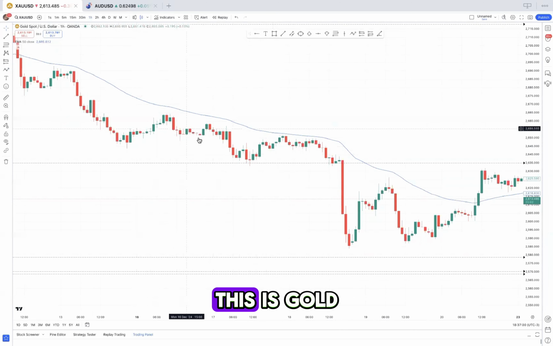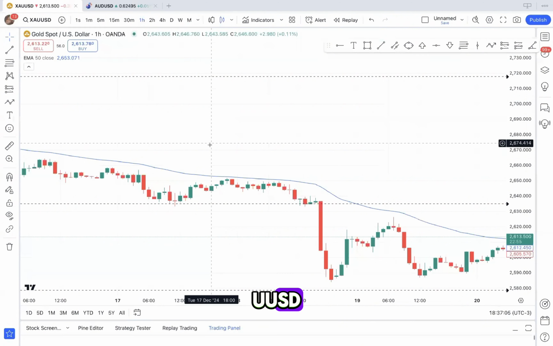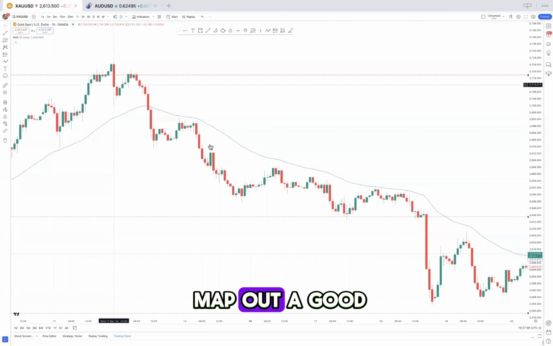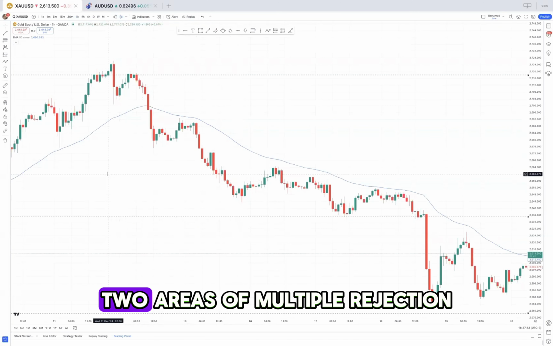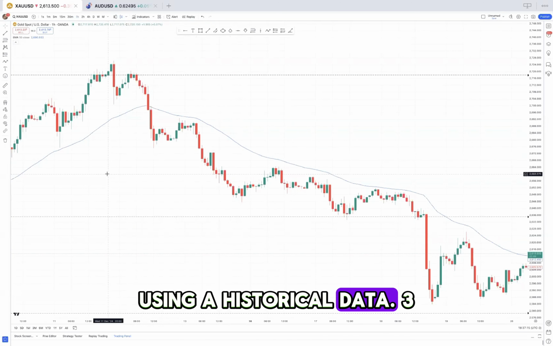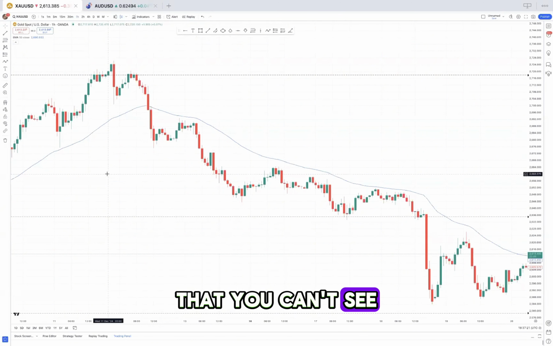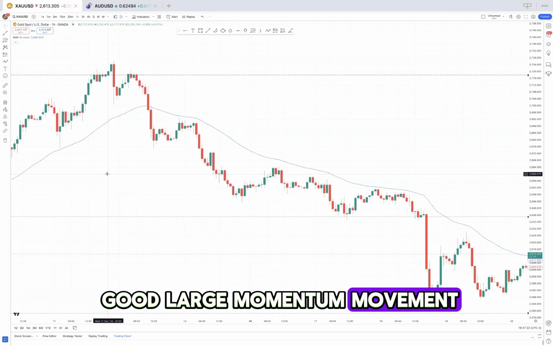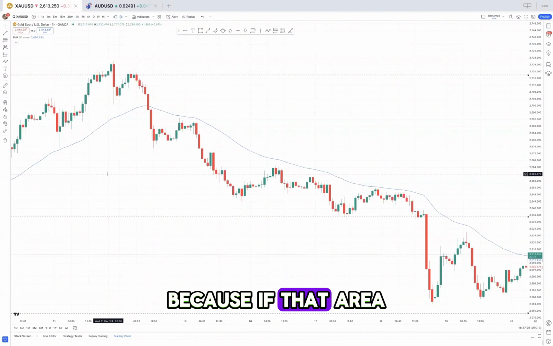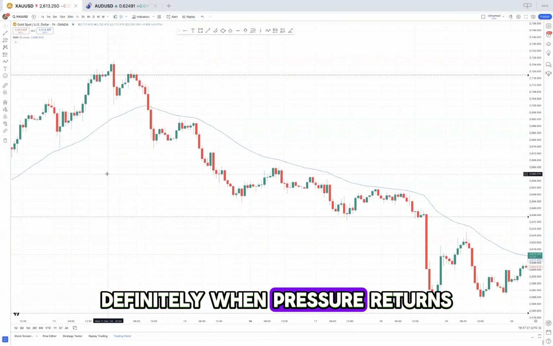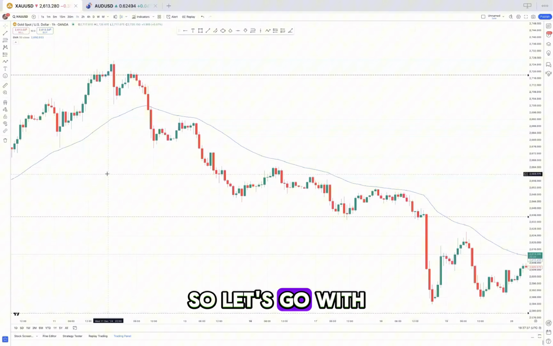So guys, as you can see, this is good. This is EUR/USD. So let me show you guys how to map out a good support and resistance. Like I say, one, you should map it from the higher time frame. Two, areas of multiple rejection using historical data. Three, if it does not have a good multiple rejection that you can see, if it has a large momentum movement, impulsive movement, sorry guys, you should map that area, because if that area can cause the impulsive movement, definitely when price returns back to that area, you can still see the same kind of push, either upward or downward.